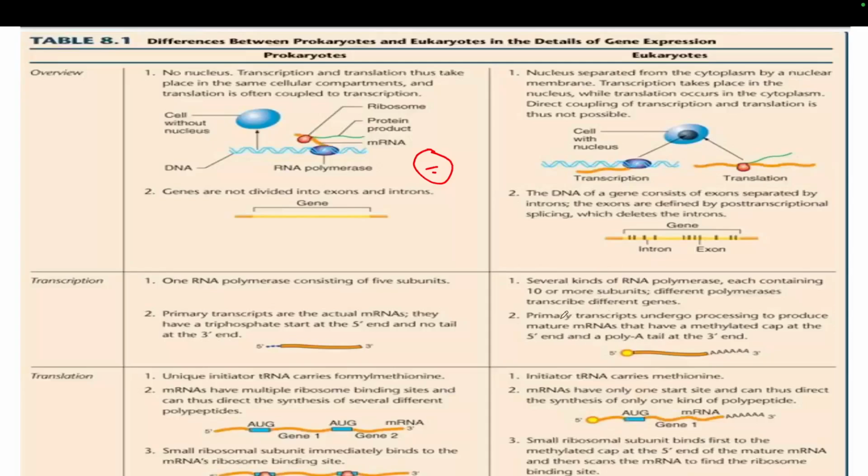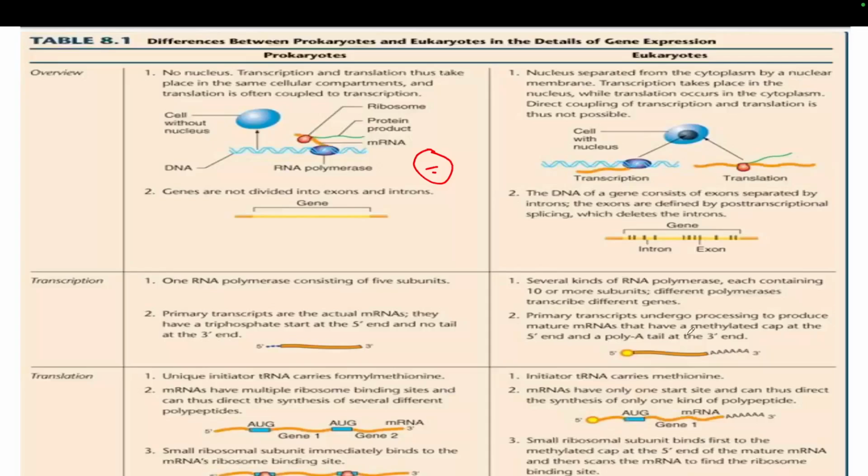Okay, and this primary transcript undergoes processing because it has the intronic and exonic parts, so it undergoes the splicing process to produce the mature mRNA, which has only the exonic part, and that has a methylated cap at the 5' end and a poly A tail at the 3' end.